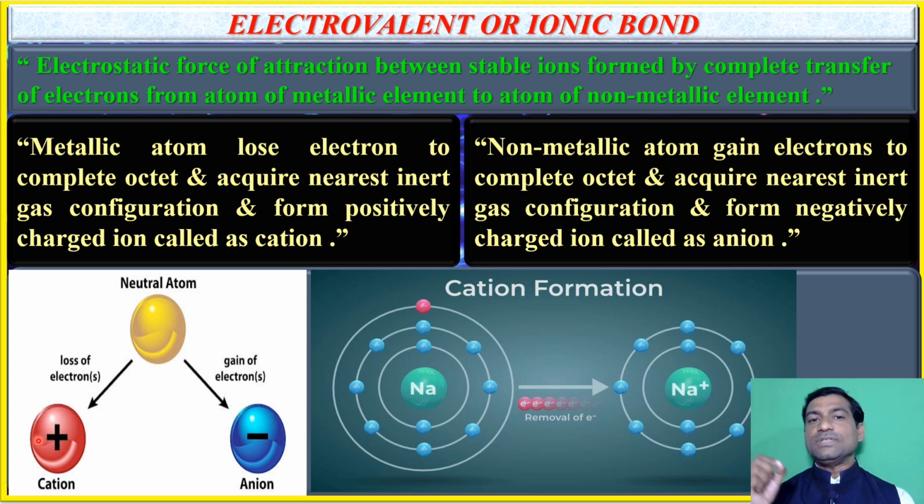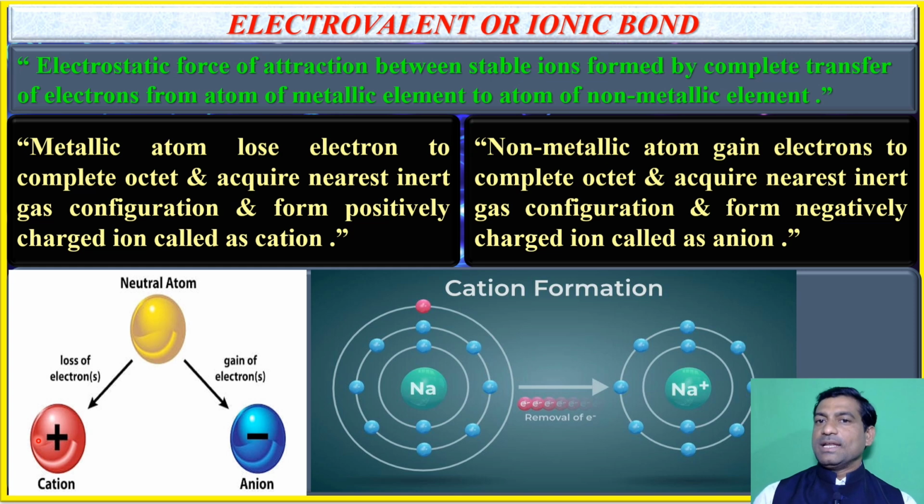The metallic atom loses electron to complete octet and acquires the nearest inert gas configuration and forms a positively charged ion called a cation. Means the metallic atom can lose the electron from the outermost orbit, complete its octet, acquire an inert gas configuration and form a positively charged ion, and that positively charged ion is called a cation.